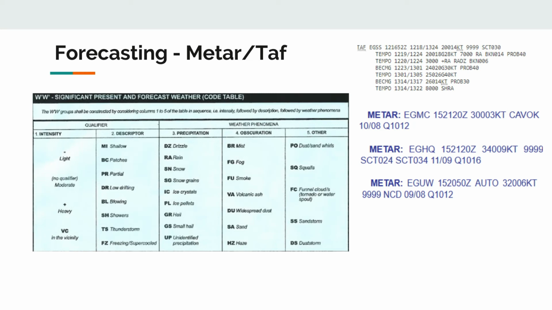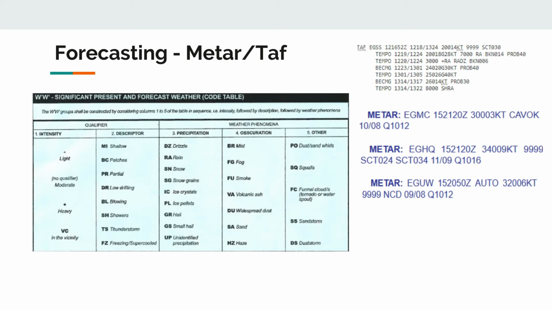And you see it says 152120 Zulu. That means that it's on the 15th, whichever month it is. It happens to be September, and the time when this METAR was put out, or the weather was observed, is at 21:20 Zulu, which in the summertime is an hour behind, I believe. So the wind is 300 at 3 knots, you can see there, 300 degrees at 3 knots. So the wind is coming from 300, and the weather is CAVOK, which means the ceiling and visibility are okay. So the visibility is greater than 10 kilometers, and there are no significant clouds to affect anything.